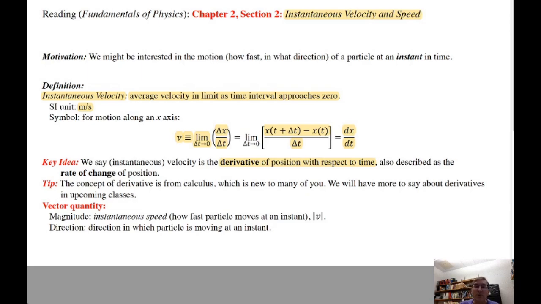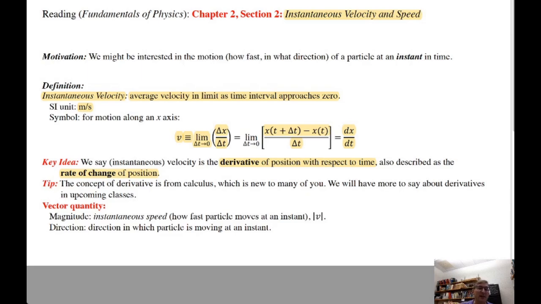But we also use the words rate of change of position. A derivative measures the rate of change of a function. Okay? And instantaneous velocity is the rate of change of position. So with instantaneous velocity in kinematics, we are watching a particle and we are measuring the rate of change of its position at any given time.